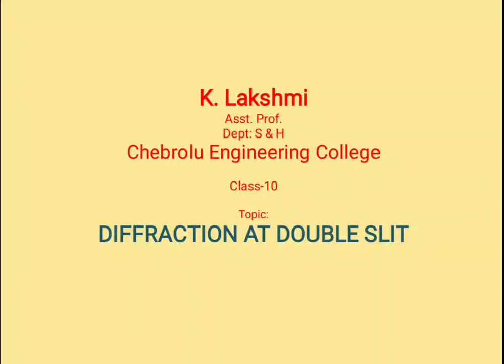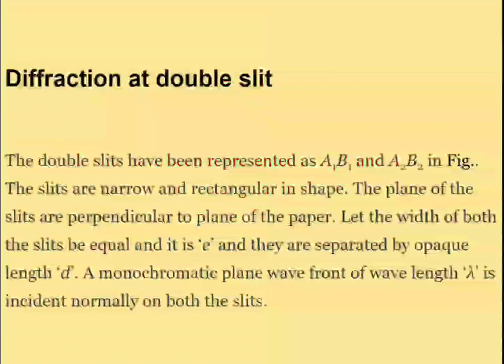Topic: Diffraction at double slit. Double slits are represented as A1 B1 and A2 B2. The slits are narrow and rectangular in shape. The plane of the slits is perpendicular to the plane of the paper, and the width of both slits is represented by the letter small e, and they are separated by a length of small d.